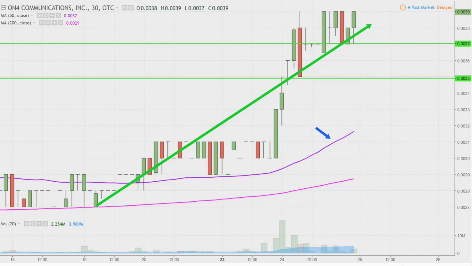Again, yeah, staying above 0037 would be great, would be ideal. But from the grand scope of things, as long as the price, like I said, stays above that purple line, as the purple line moves higher and higher, then the bulls are in 100% control.